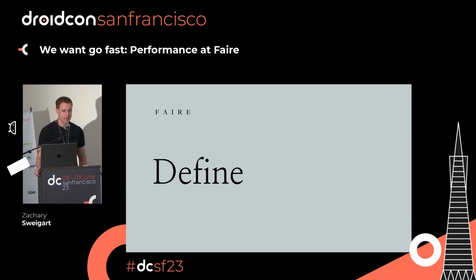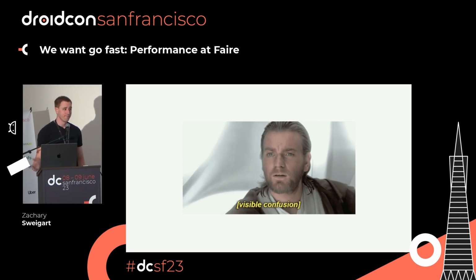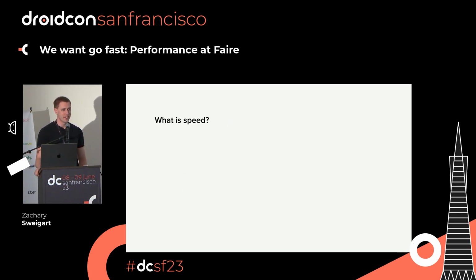So, jumping into speed. Say your manager comes to you and says, "I want you to improve the performance of our app." Your response will probably be, "What do you mean? Performance can mean a whole bunch of different things." And say they want the app to be fast. Well, that doesn't really help much either.